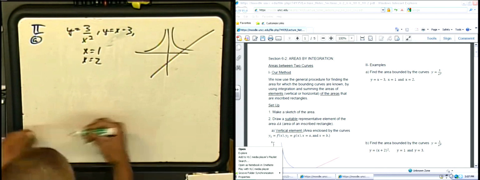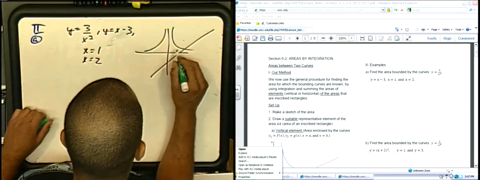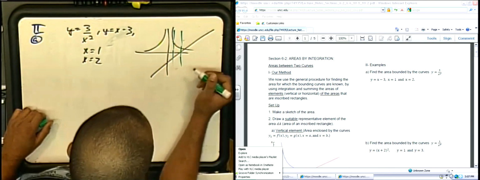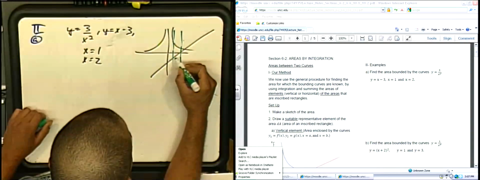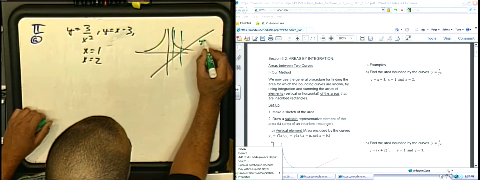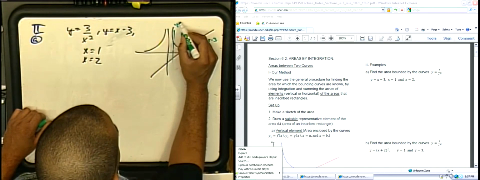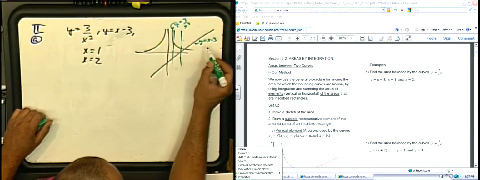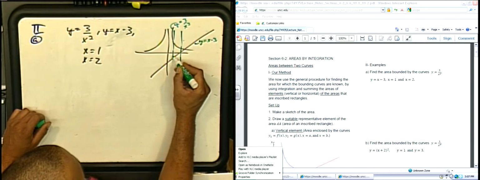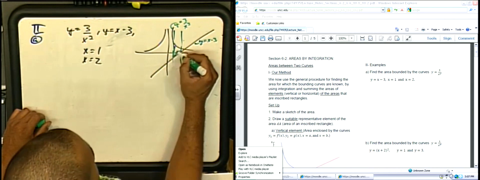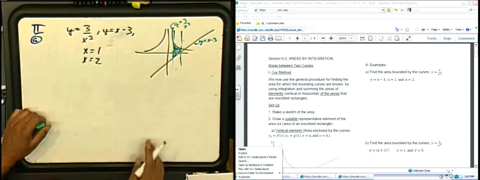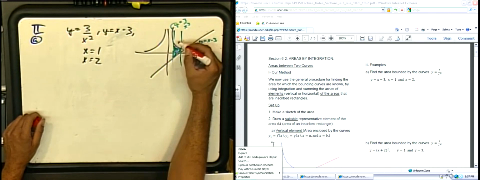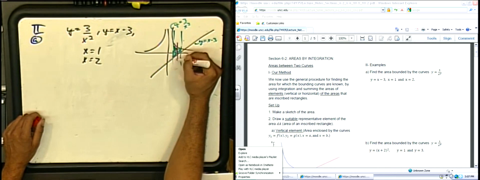Our boundaries, we're looking for the area bounded by 1 and 2. Somewhere in here. This is y equals x minus 3. y equals 3 over x squared is this. That's a boundary. That's a boundary. That's a boundary. That's a boundary. We're looking for this area. Our boundaries are vertical, so our integration areas can be vertical.